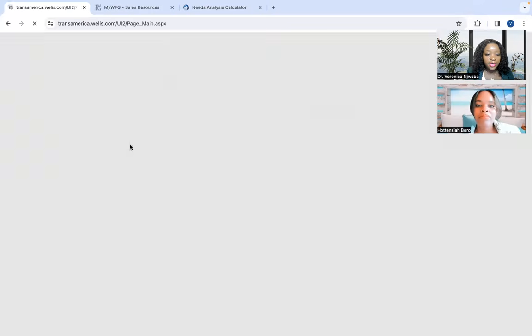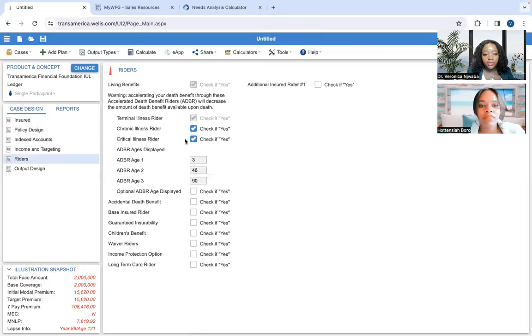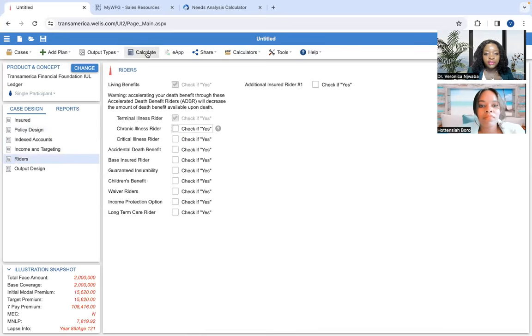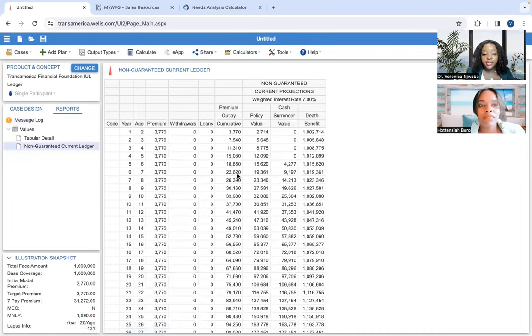So let's say now, since you're getting a $2 million policy, kids cannot get a $2 million policy. Kids can only get up to a $1 million policy. Okay, so I'm going to change that to $1 million. And then let's see if she was also going to get a policy. Let's say you wanted to start something for your child as well, because as you're saving money, your child also needs to have some money saved up on the side.